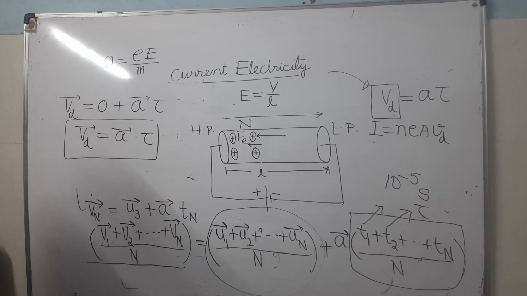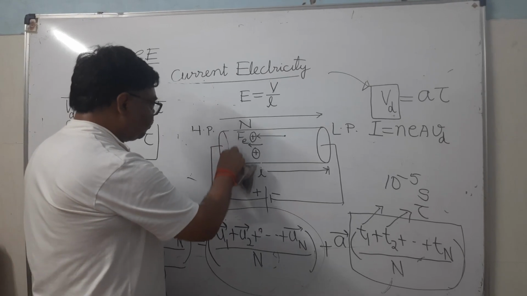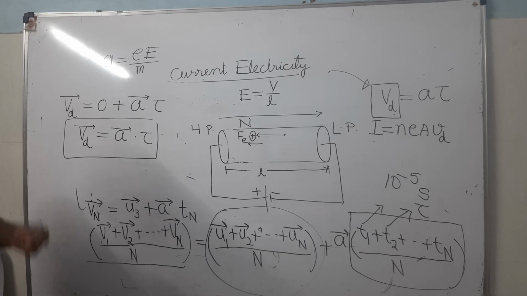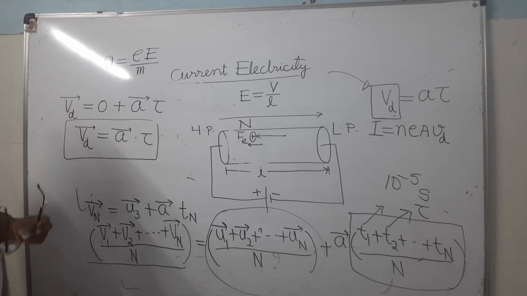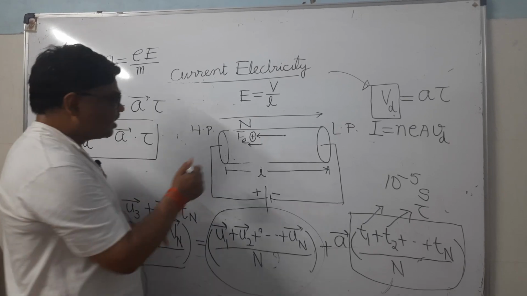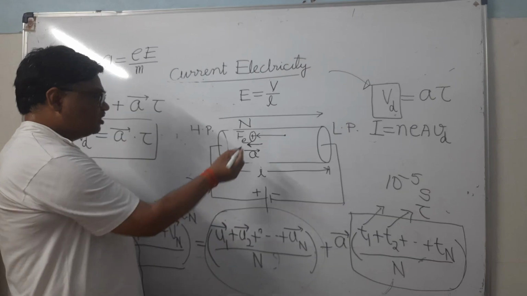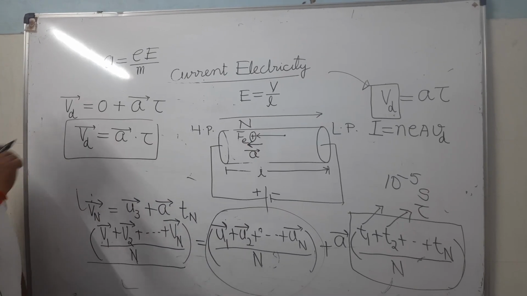Here you can see that vector A and vector Vd both will be directed in the same direction. Why are they directed in the same direction? You can see here, the direction of acceleration will be the same as the direction of force. What is the direction of force? It is this. Therefore this is the direction of acceleration. This is also the direction of drift velocity. Drift velocity is directed towards the higher potential end.